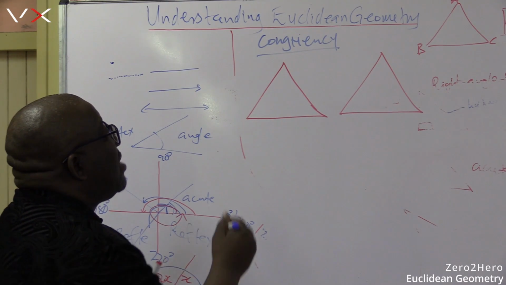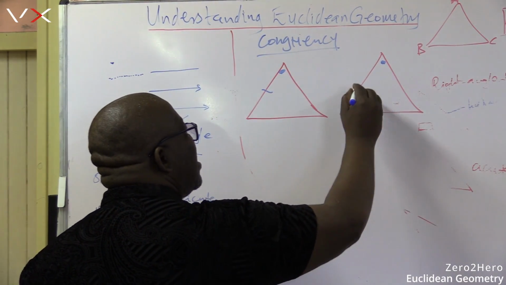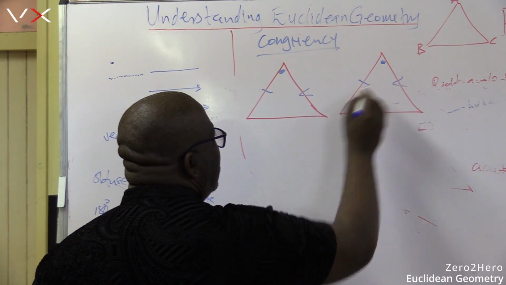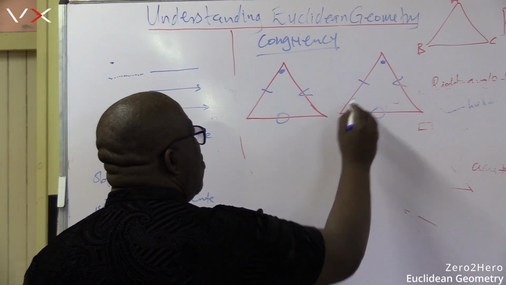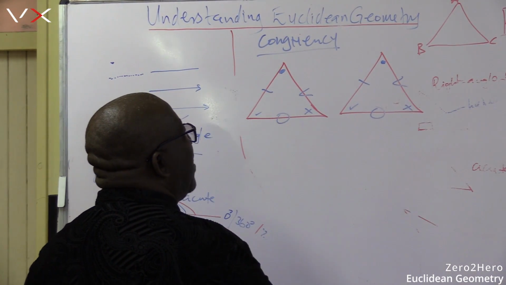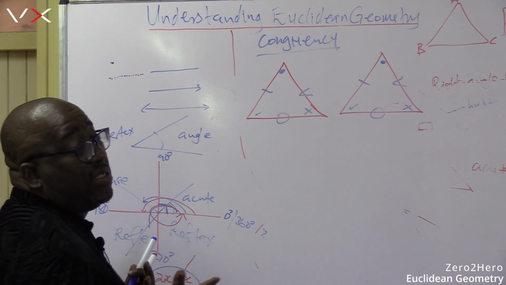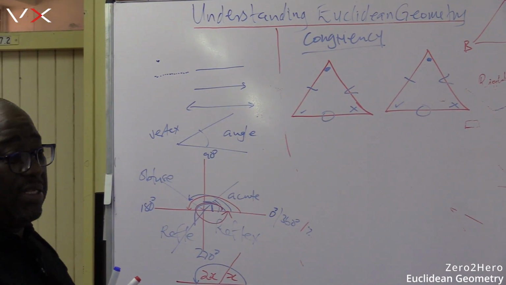What does it mean? It means that this angle is equal to that one. This side is the same as this side. This one will be the same as this side, and this side will be the same as this side. Hence, this angle will be exactly the same as this one, and this one exactly the same as that one. So if I take this and put it in here, it will be as if it's one triangle. So that's what congruency means: equal in all respects.